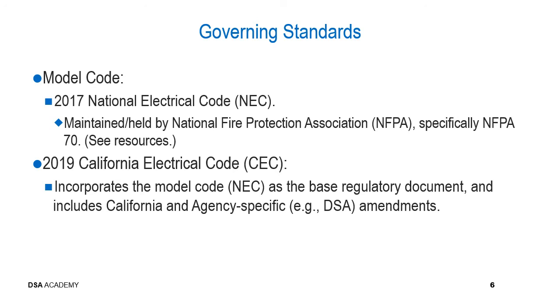The 2019 edition of the California Electrical Code incorporates the NEC as the base regulatory document and also includes California and other agency-specific amendments, agencies such as DSA, obviously, OSHPD, the State Fire Marshal, etc.